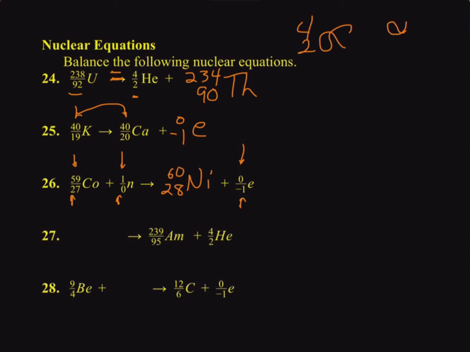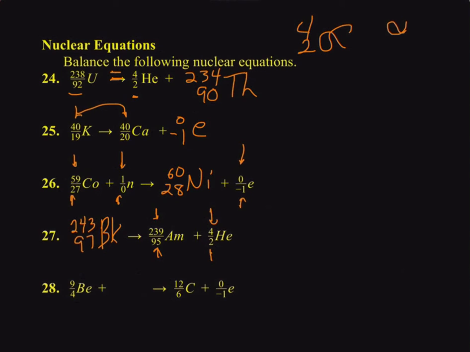All right, the next one, now we have the blank here on the left. So we've got on the right 239 plus 4. Well, 239 plus 4 is 243. And then 95 plus 2 is 97. So we look up element number 97, and that is berkelium, Bk.